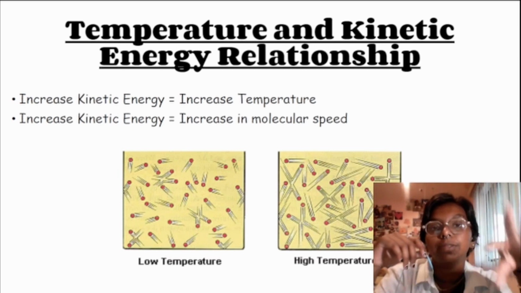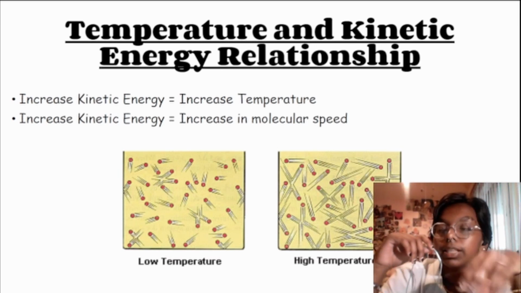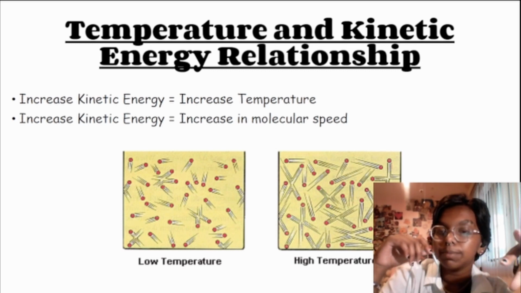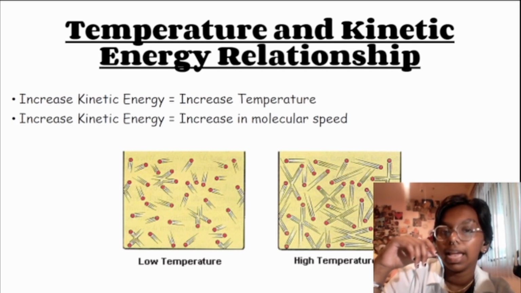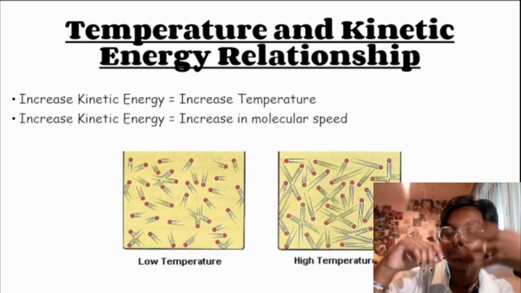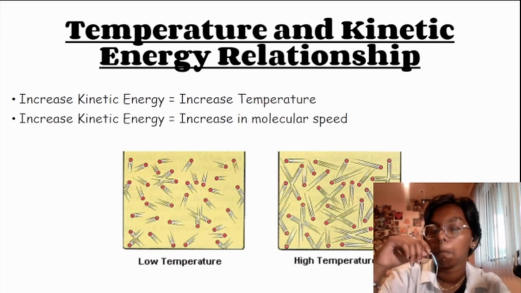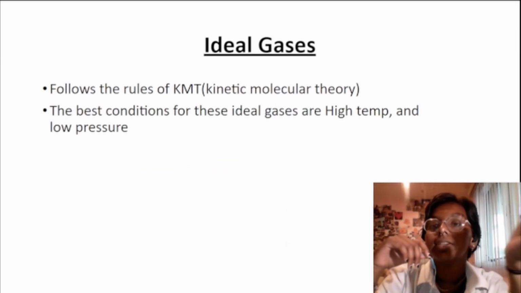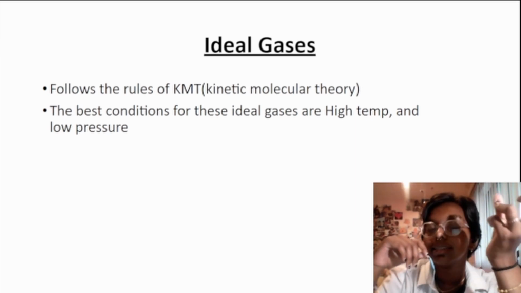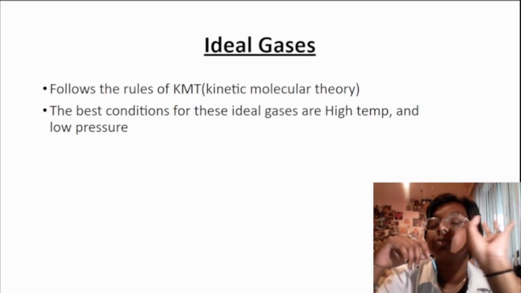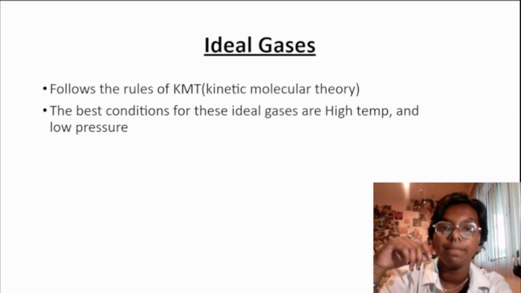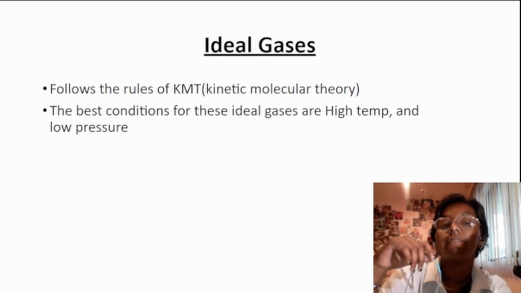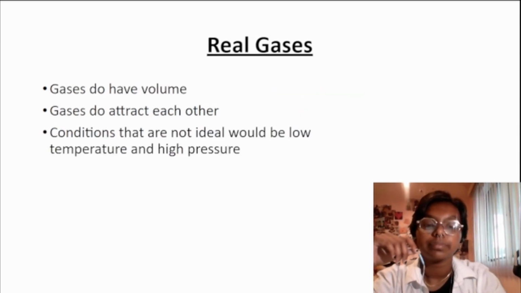Okay, so the temperature and kinetic energy relationship, as mentioned in the previous slide, is a direct relationship. So an increase in kinetic energy will mean an increase in temperature and an increase in molecular speed. That's what kinetic energy is. Anyways, ideal gases follow these rules of kinetic molecular theory, and the best conditions for ideal gases are high temperature and low pressure.